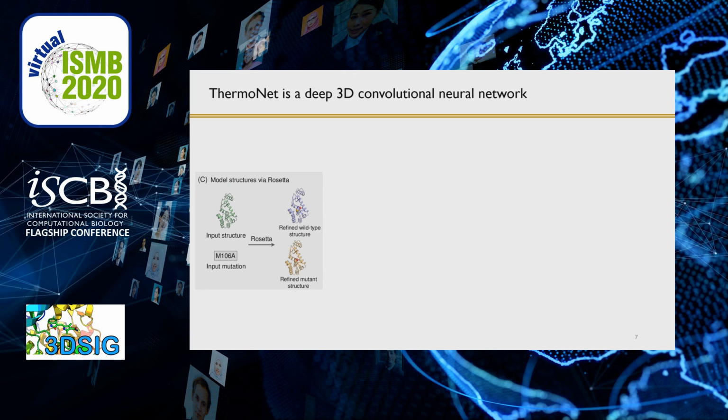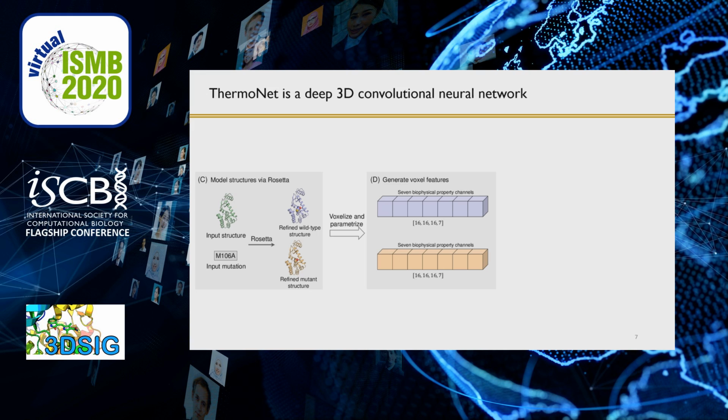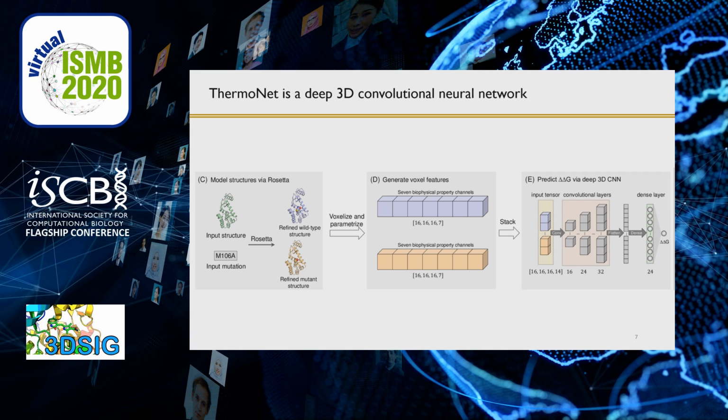And for this given mutation, we also generate a structural model for the mutant and parameterize the same grid of 3D voxels in the mutant structure. By doing that, we obtain 2 tensors, one from the wild-type structure and one from the mutant structure, that we can then stack together and use as input to a 3D convolutional neural network that consists of 3 hidden convolutional layers and 1 hidden fully connected layer.